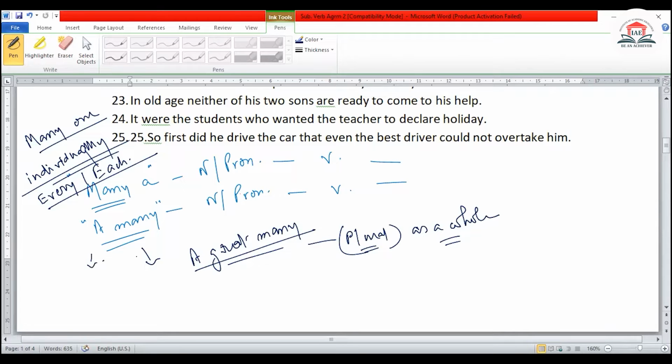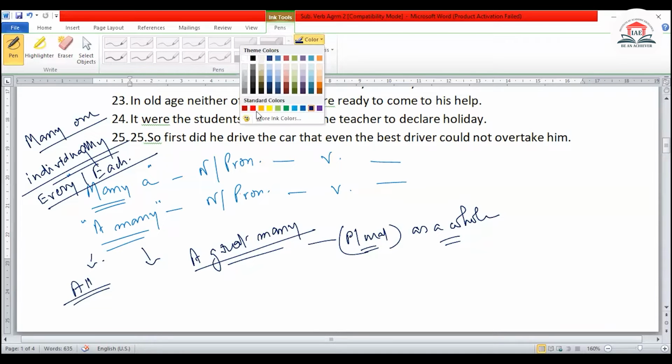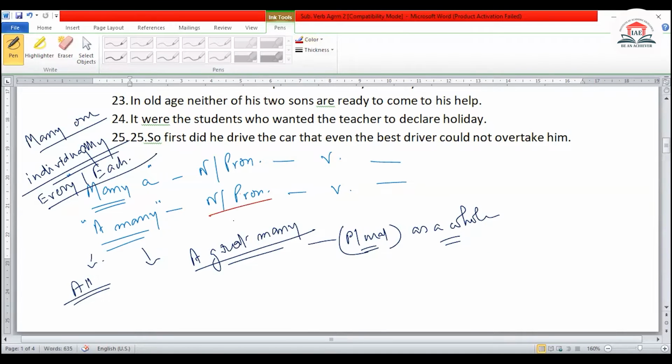So here in this case, we observe the same thing, many a, but in a different mode. It is similar to what? All. All students are welcome in the seminar. That means when we use many, we actually mean plural. Clear? So plural, and it is just the opposite. This is singular.